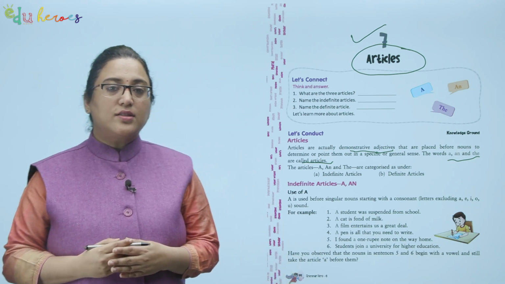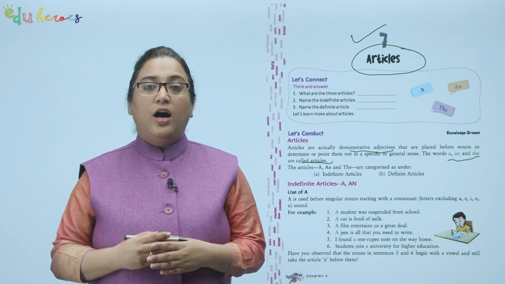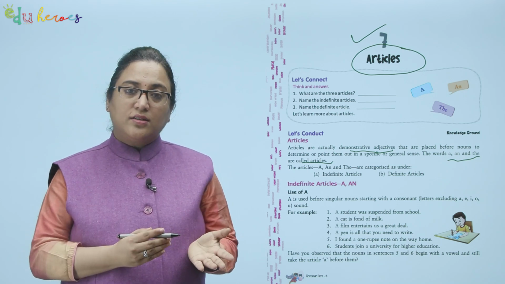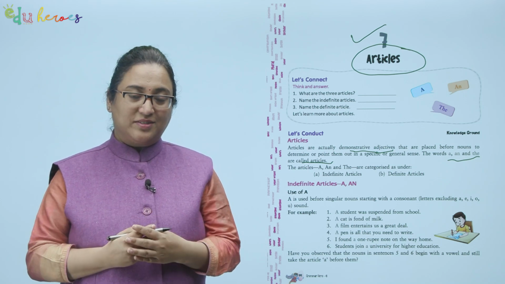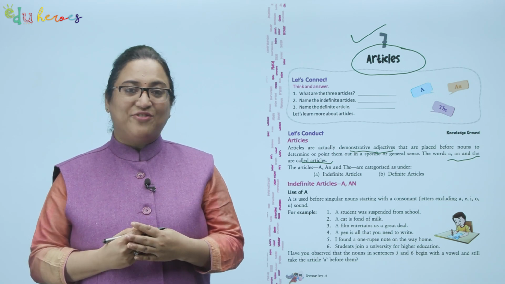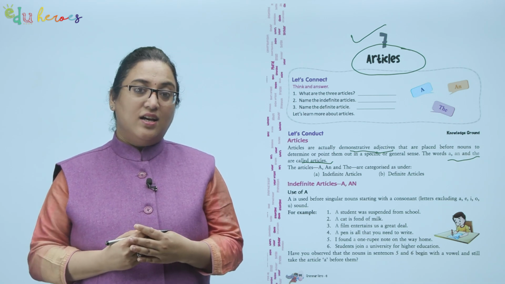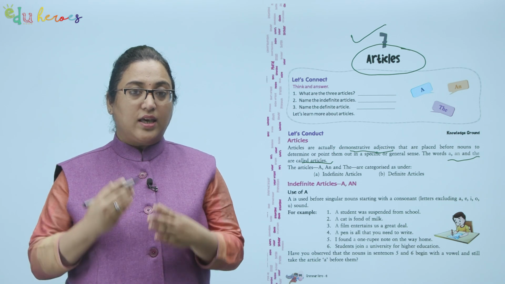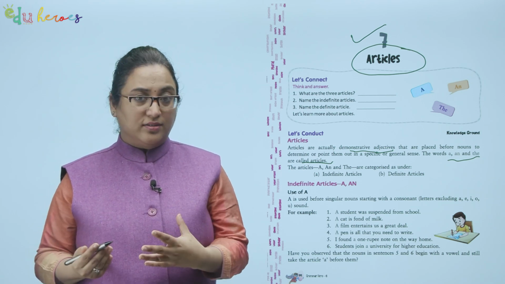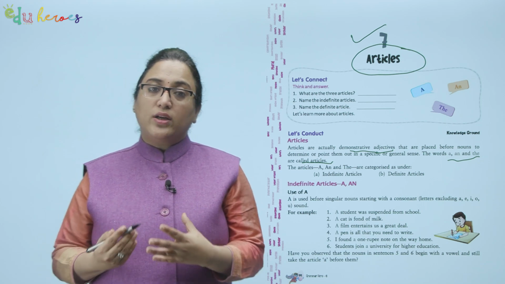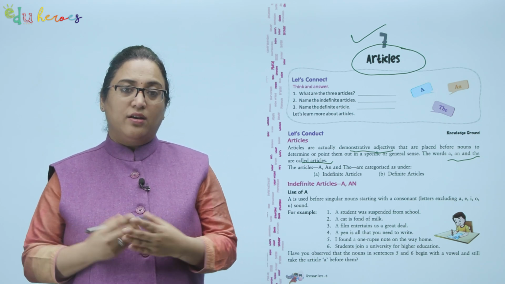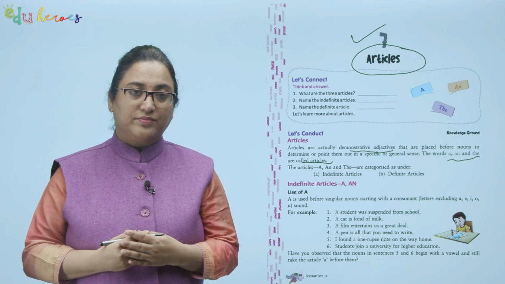The articles a, an and the are categorized as indefinite articles and definite articles. Let's see which two fall under indefinite articles. Yes, these two articles, a and an, fall under the category indefinite articles. Let's look at their usage one by one. Use of a, or as we read, a.